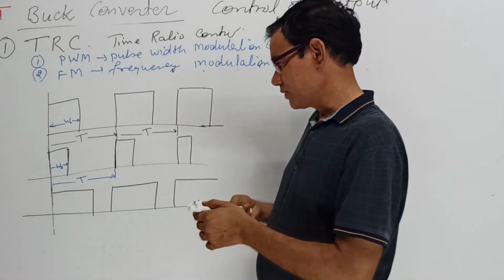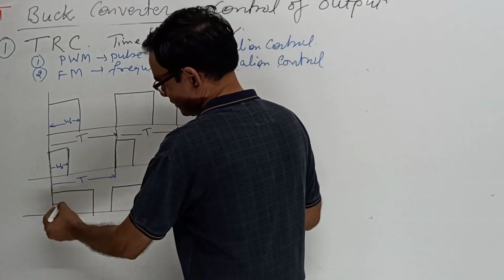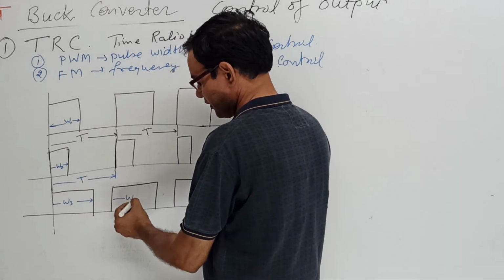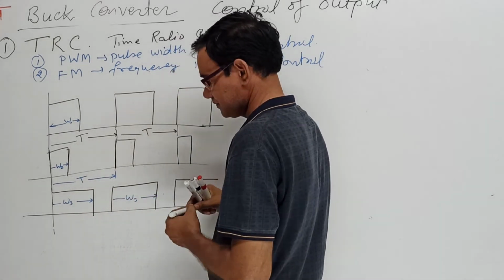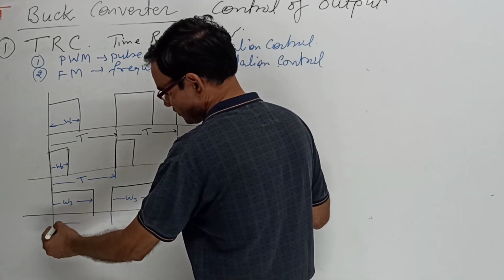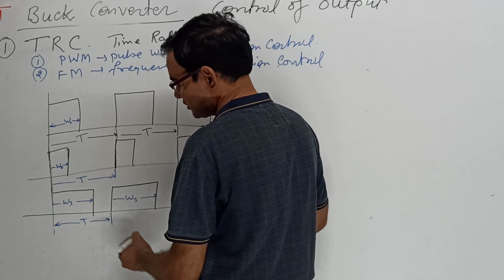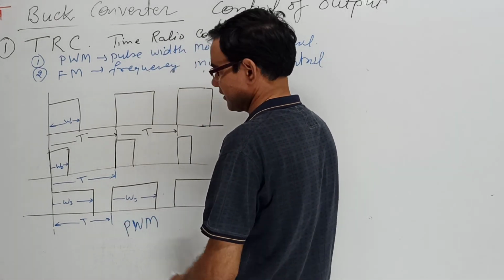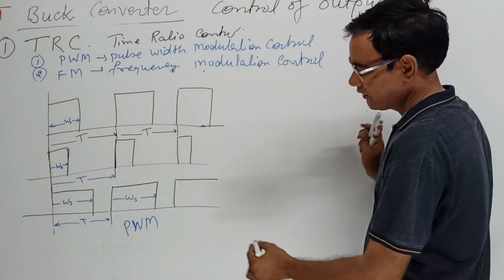The more the pulse width, this is the pulse width 3. This is the W3 pulse width, and this is the total cycle time, which remains the same. This technique is PWM, pulse width modulation. PWM is key.